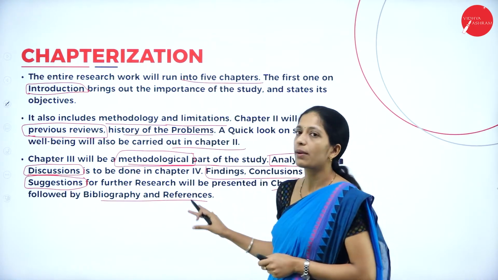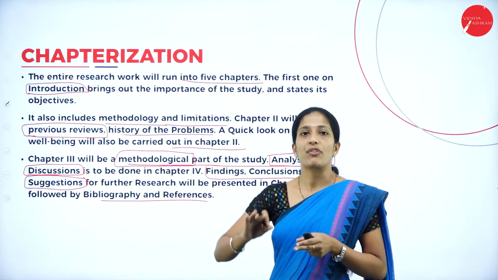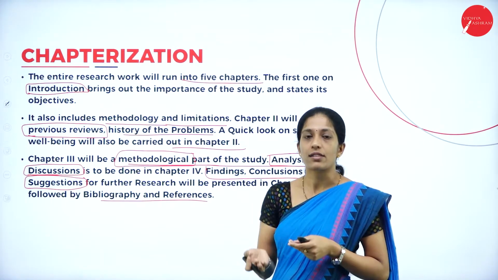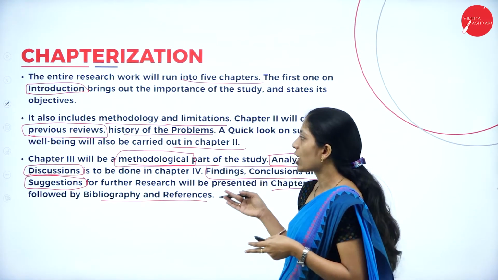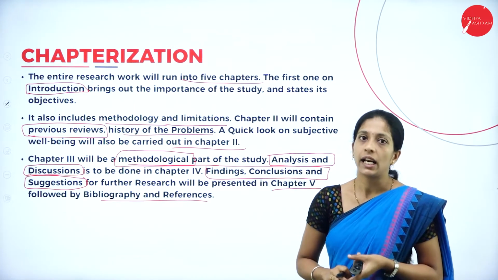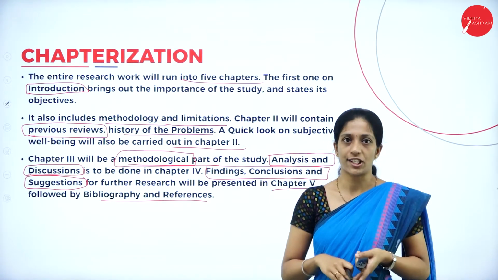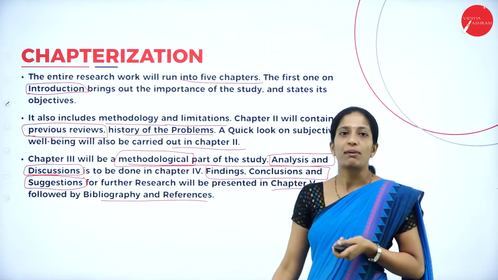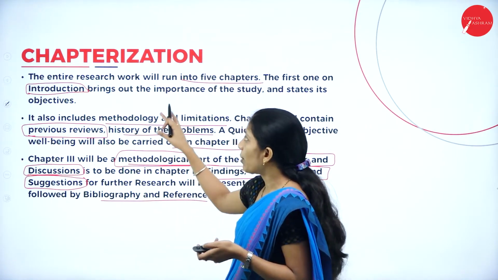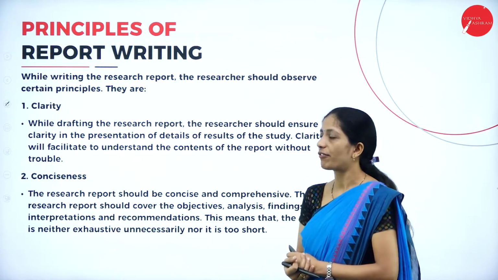So this whole research report will be divided into chapters, where chapter 1 will be introduction about the topic, chapter 2 will be literature review, and chapter 3 will be methodology. Chapter 4 will be analysis and discussions or analysis and interpretations, and chapter 5 will be conclusion, findings and suggestions. And it will be followed by bibliography as well as reference, where you can put appendix also. So this is about chapterization. And the next concept is the principles of report writing.